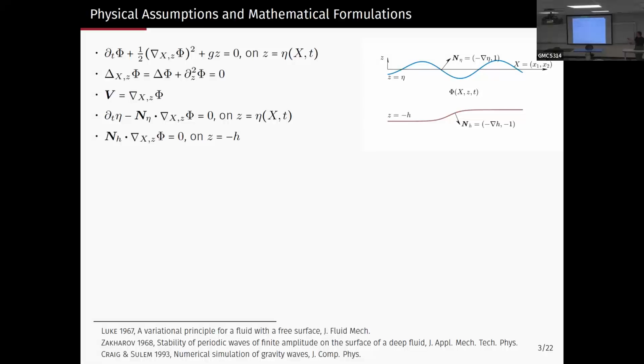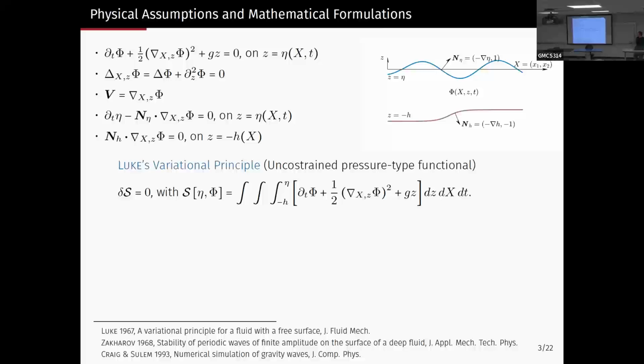The difficult thing with them is that the domain is unknown. It evolves with time, so it belongs to the class of free boundary problems. Because eta, okay, here you see it fixed in the picture, but it moves. So the shape of the domain is part of the unknowns of the problem.